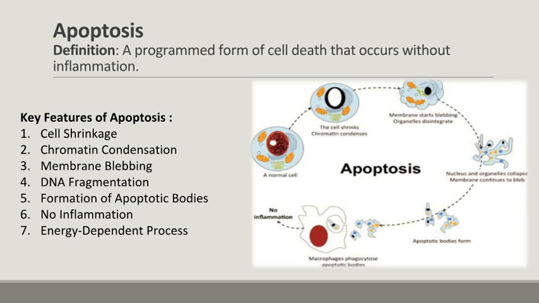Formation of apoptotic bodies. The cell breaks into membrane-bound fragments. No inflammation. Cellular contents are contained, preventing inflammation. Energy-dependent process. Apoptosis requires ATP for execution. Apoptosis is a programmed, controlled cell death process that eliminates unwanted or damaged cells without causing inflammation.